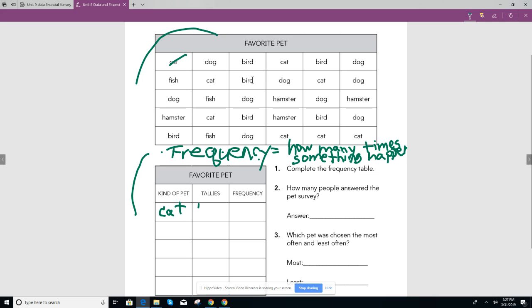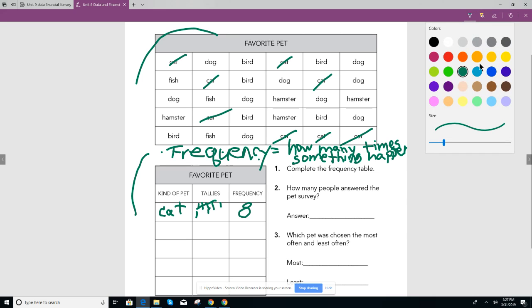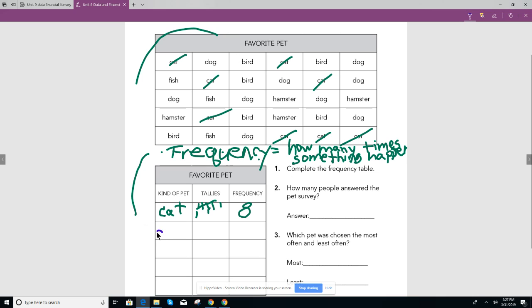There's 1 cat, 2, 3, 4, 5, 6, 7, 8. So I tallied it, and the frequency that I saw cat was 8. Okay. Now I'm going to do dogs.